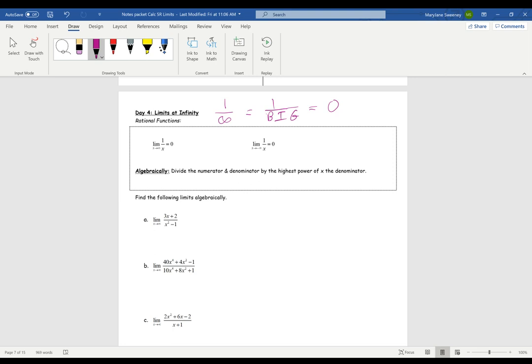If you kept going out to infinity, it would be 0. Same thing if we go to negative infinity. So even if I do 1 divided by a really big negative number, it goes to 0 either way. 0 doesn't have a positive or a negative sign.